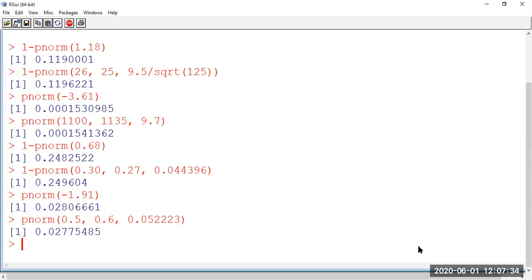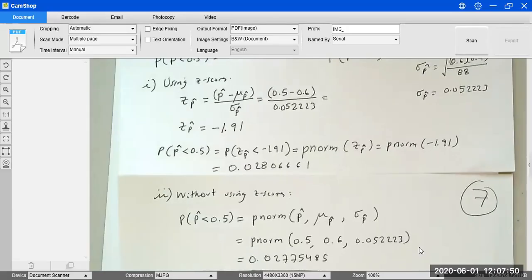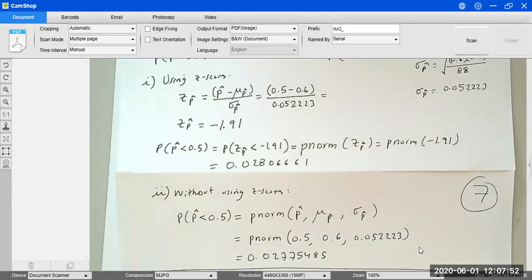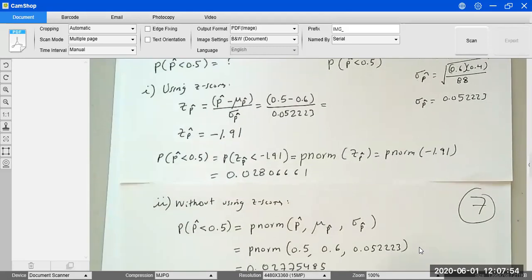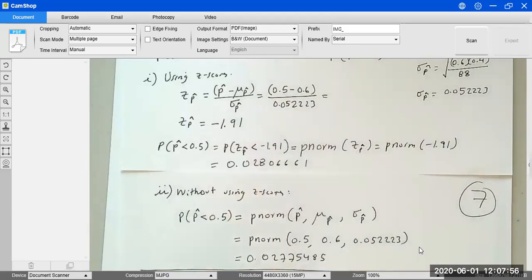So you're going to get a similar value, 0.02775485. So those are the results. You can see a slight discrepancy because of the rounding errors when you computed the corresponding z-scores. So that's that problem.